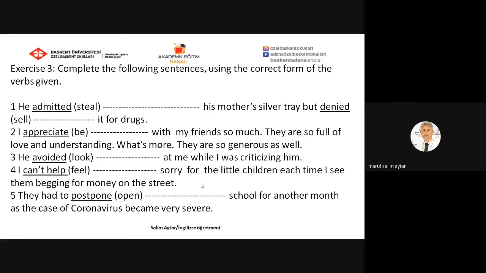In the third exercise, it tells us to complete the following sentences using the correct form of the verbs given. So, he admitted, blah, blah, his mother's silver tray, but denied, blah, blah, it for drugs. So, I appreciate what with my friends so much. They are so full of love and understanding. What's more, they are so generous as well. In the third one, we say he avoided. What did he avoid?